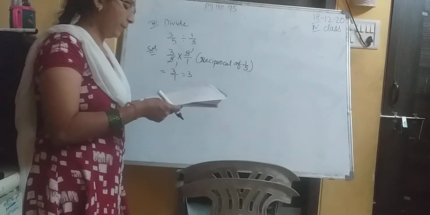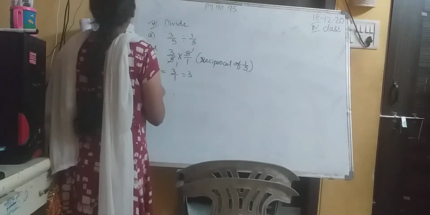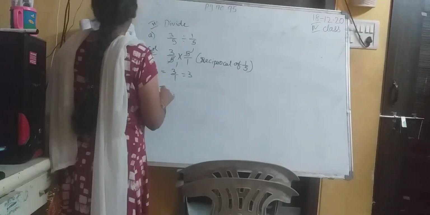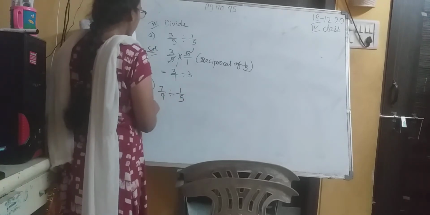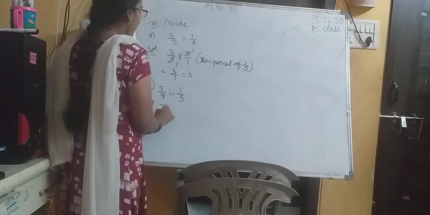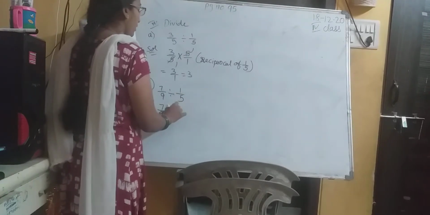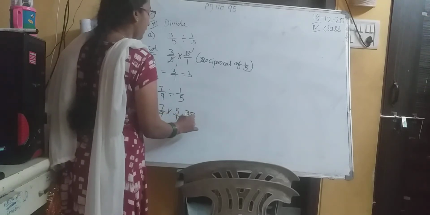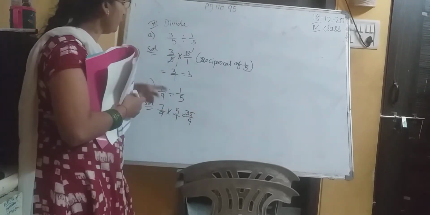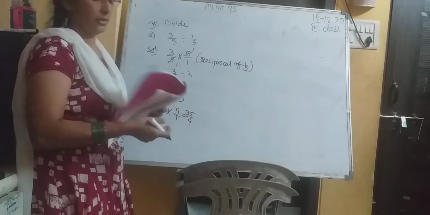Shall I show you one more? This is A1, now I am showing you B1. B1 is 7 by 9 divided by 1 by 5. This 7 by 9 you write as it is, put a multiplication sign, and write the inverse, 5 by 1. 7 5s are 35 by 9. Multiply the numerators, multiply the denominators. 7 5s are 35, 9 1s are 9.